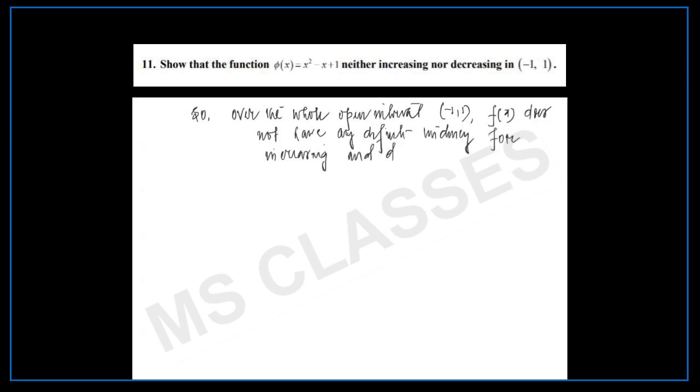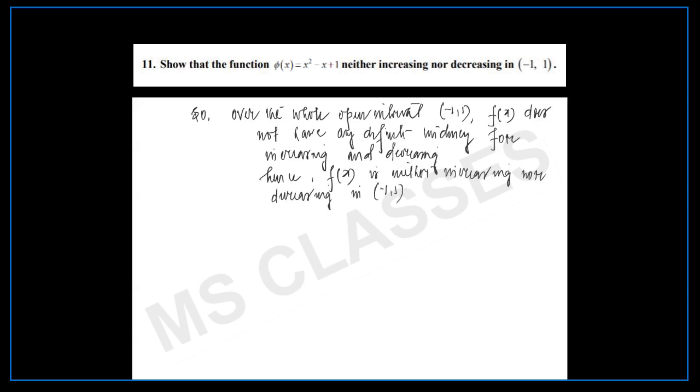And decreasing. Hence, f(x) is neither increasing nor decreasing in (-1, 1).